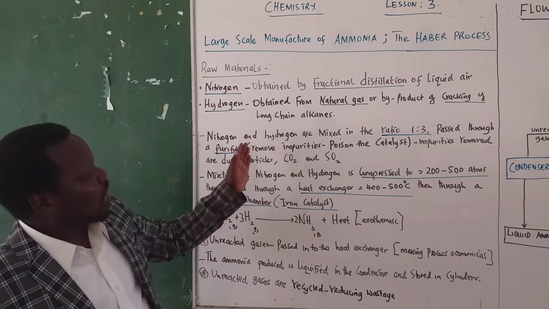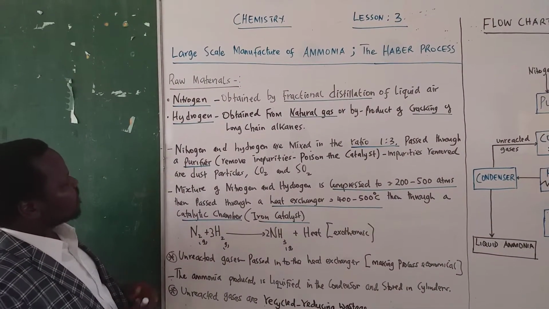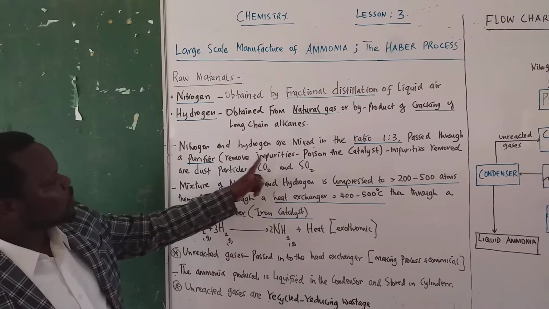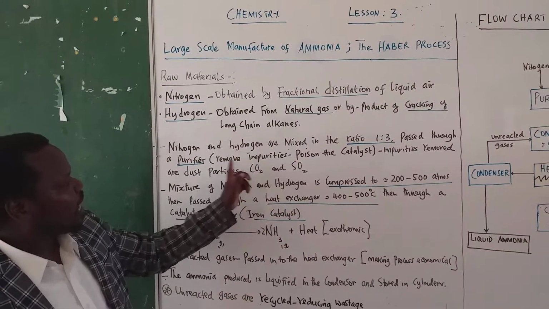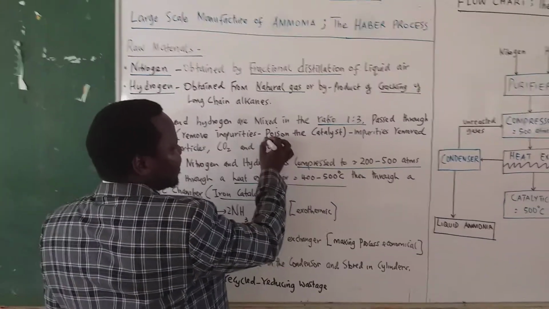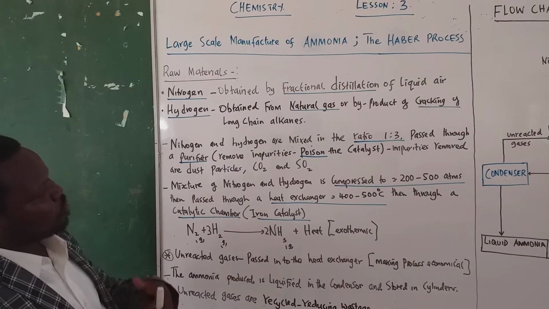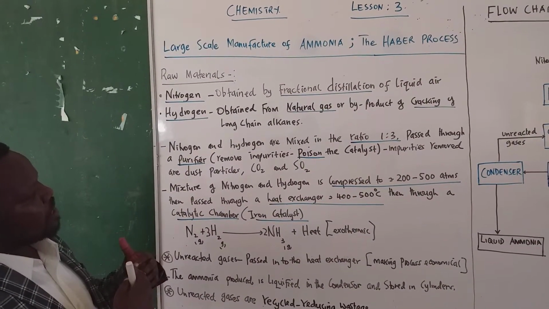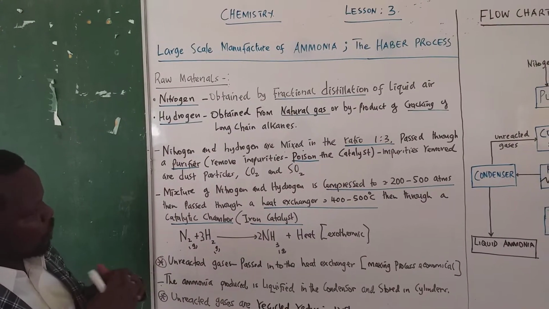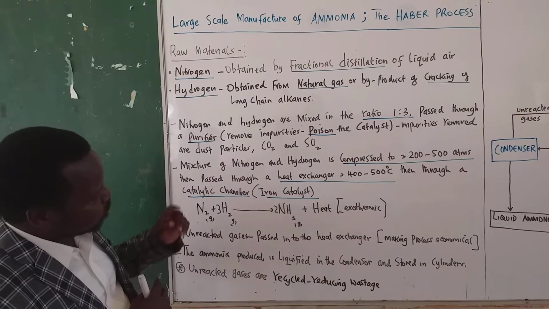When these two are mixed together in the ratio 1 to 3, the mixture is then passed through a purifier, and a purifier removes impurities. These impurities are removed because they are known to poison the catalyst. To poison the catalyst is simply to reduce the efficiency of the catalyst, and therefore it's important to pass this mixture through a purifier to remove the impurities.